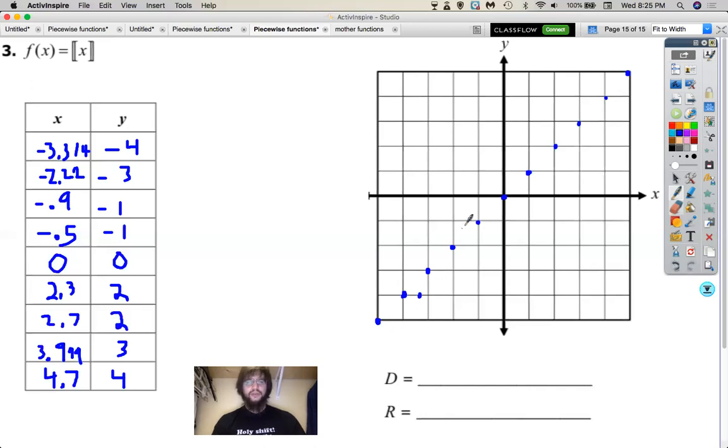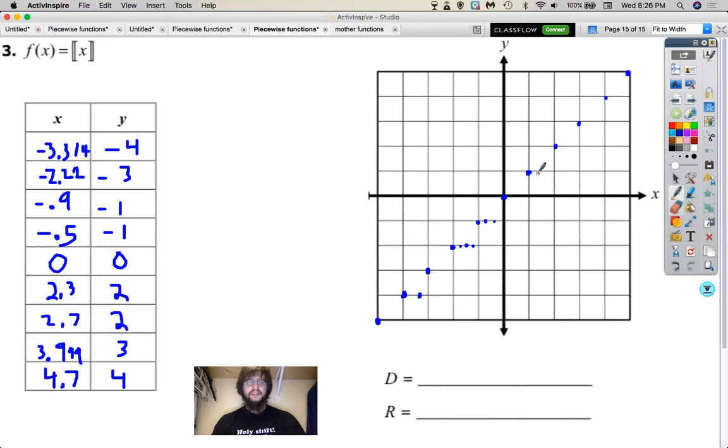Negative 2.22222 would be down here. And we could pretty much do this, huh? Negative 0.9, that's good. Negative 1, that's right here. 0.5 is right there.